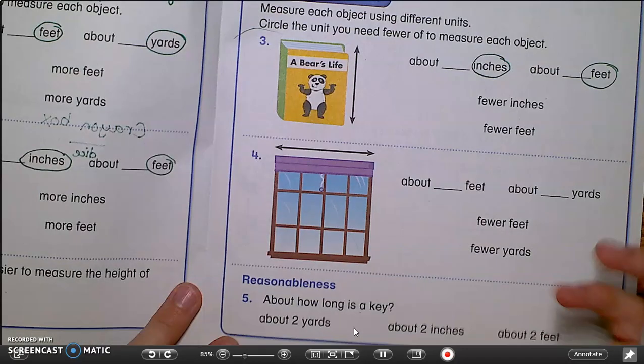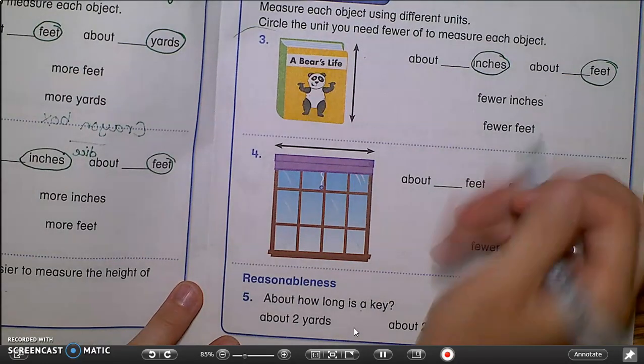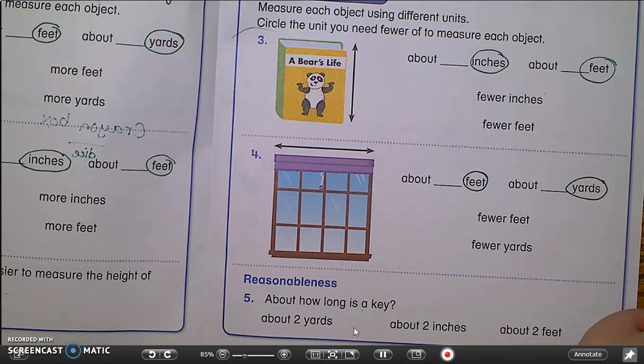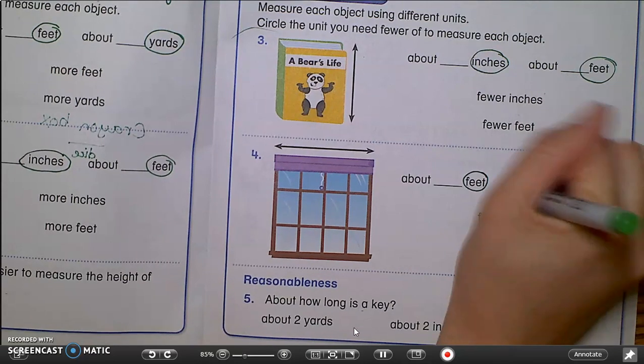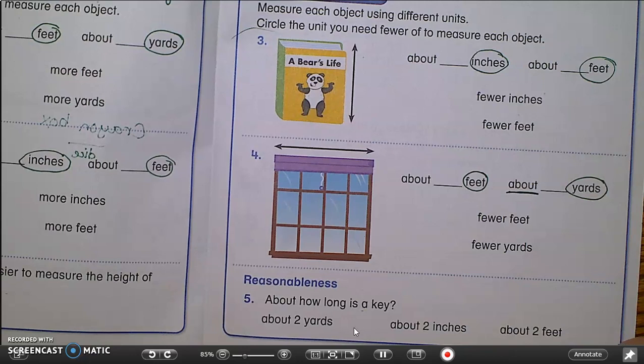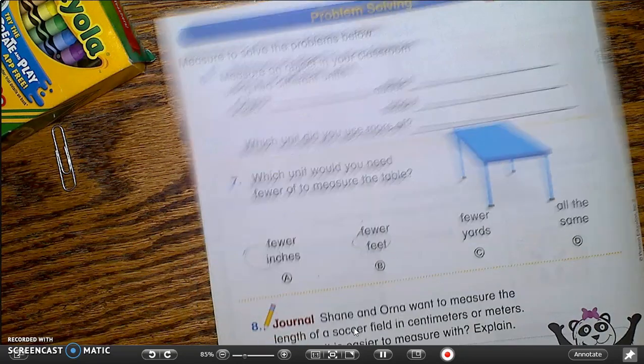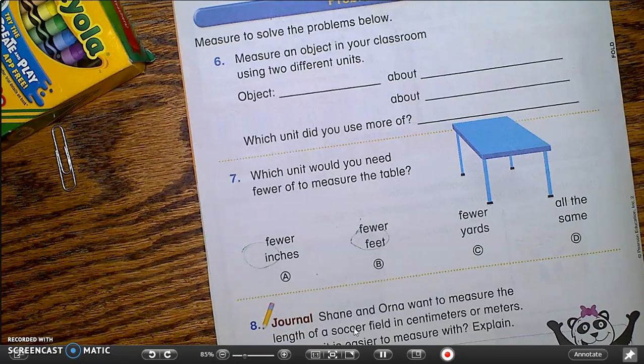And then you're going to find a window and measure it first in feet and then yards. But Mrs. Isham, my window is small and it doesn't do a whole yard. I want you to do about, okay? About is close to. It doesn't have to be exactly, just close. Make sure you do your understanding and reasonableness on the back of your magazine.